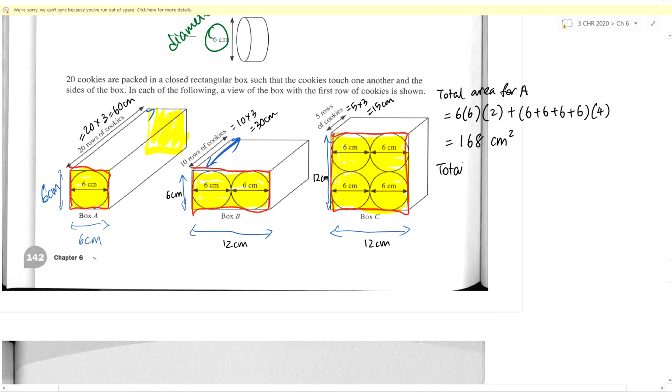So total area for B. Total area for B, we use the same approach. 2 times the same cross-sectional area. This time the cross-sectional area highlighted is a rectangle. It is no longer a square. So the area of this rectangle will be given by 6 multiplied by 12, or 12 multiplied by 6, they are the same thing. And there are 2 of them, one in front and one behind, so multiply this by 2.